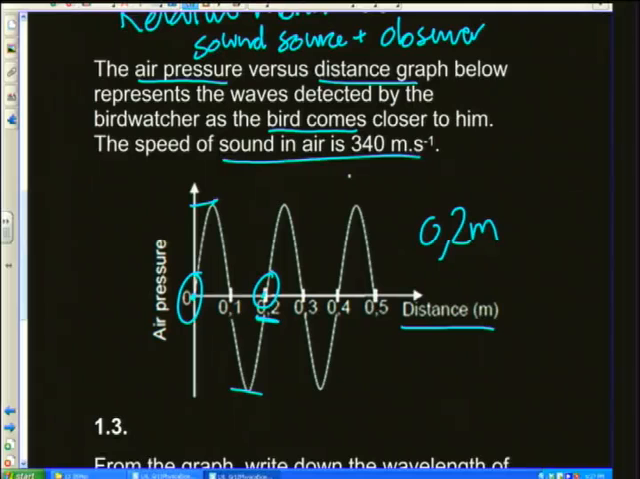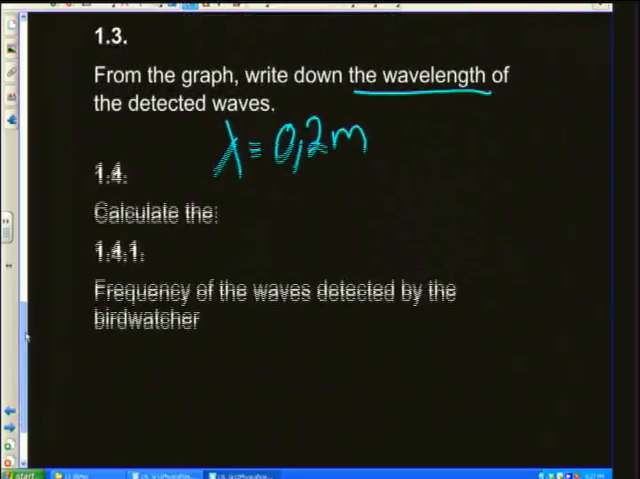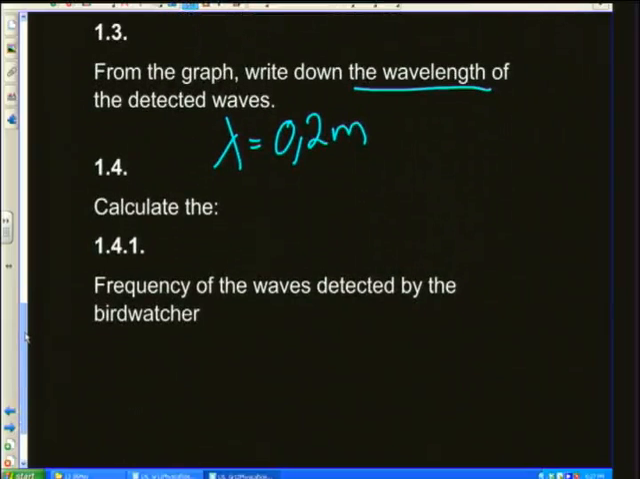And so it tells us, from the graph, write down the wavelength of the detected waves. Well, it's not difficult. It has to be 0.2 meters. So the wavelength, lambda, is equal to 0.2 meters. Read it off the graph, we can check that it's regular and it's fine. Then it tells us to calculate the frequency of the waves detected by the bird watcher.